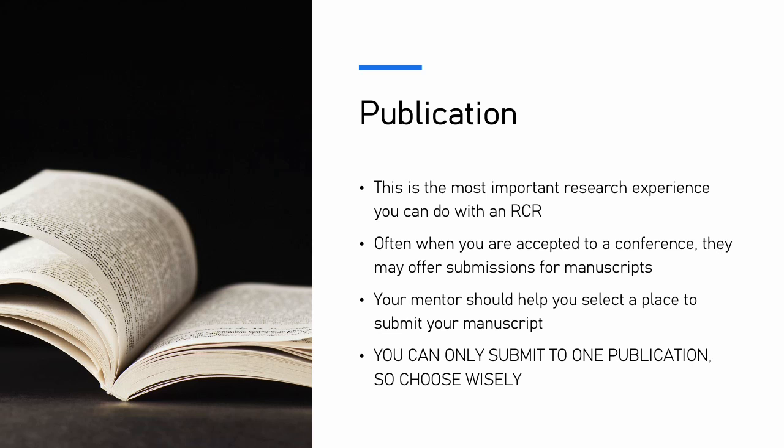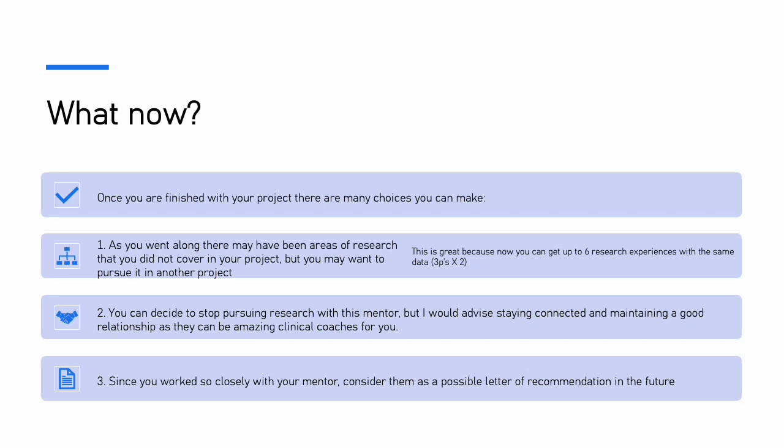Your mentor should be a huge help and very integral in finding the right place to apply, because you can only submit to one publication for that project. You can't submit to 7 different publications and hope that you get one. So it's very important that you choose wisely and you take a step back and realize, okay, what is the impact of my paper and how likely is it to get into X, Y, or Z journal? And your mentor should have a good idea of what that looks like.